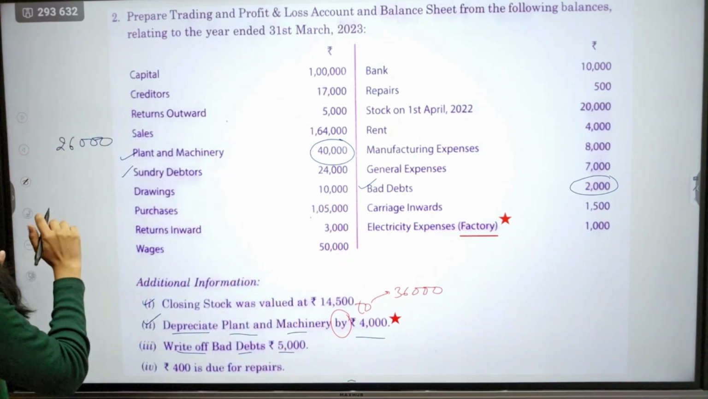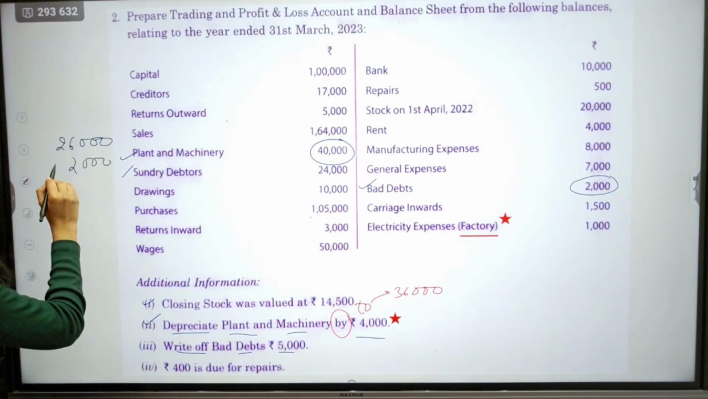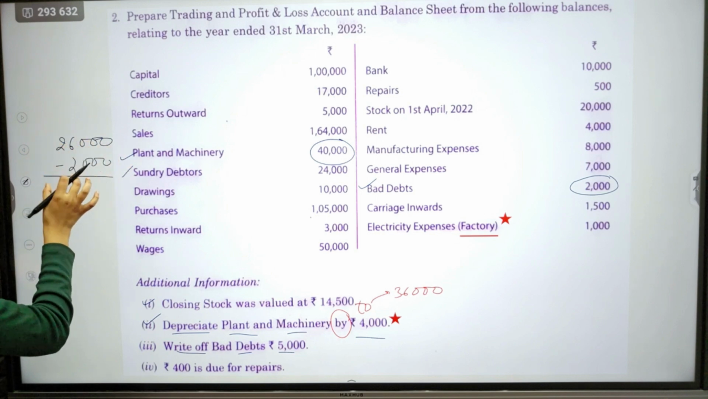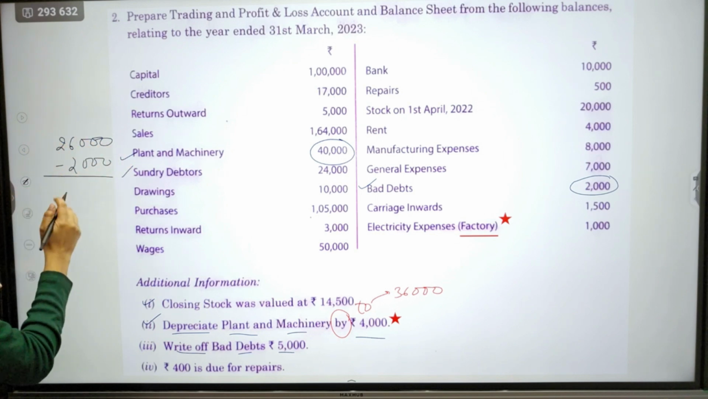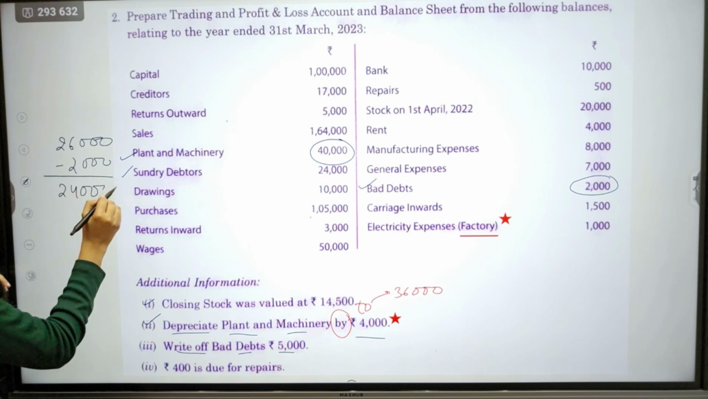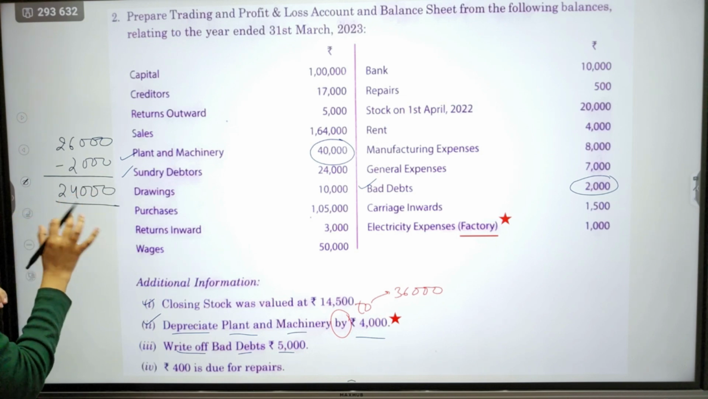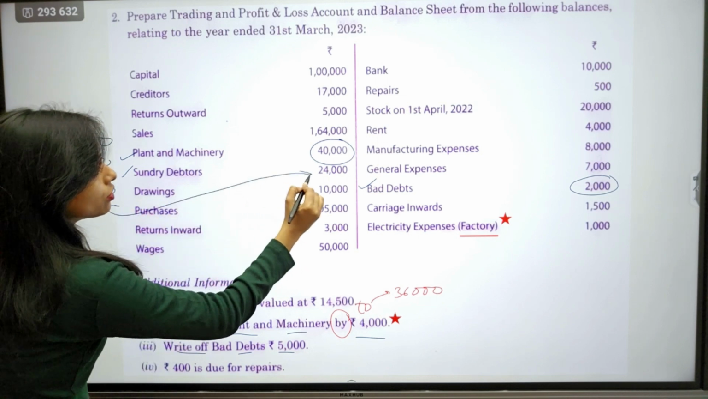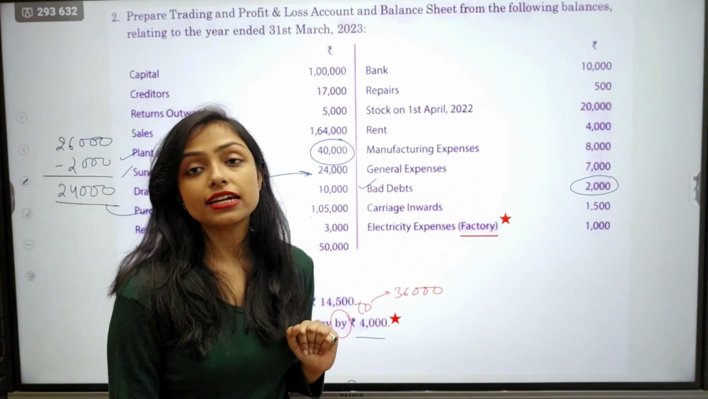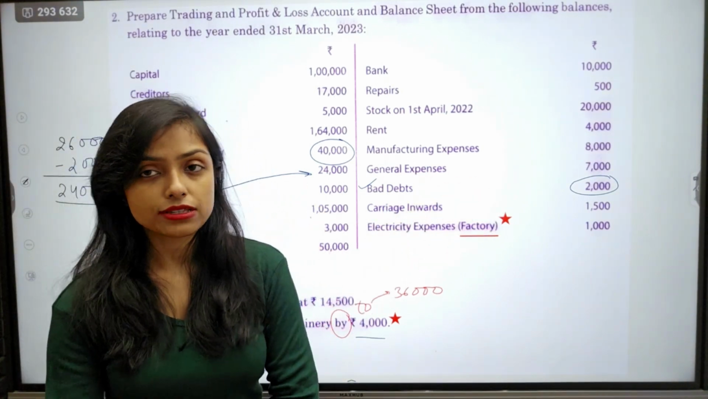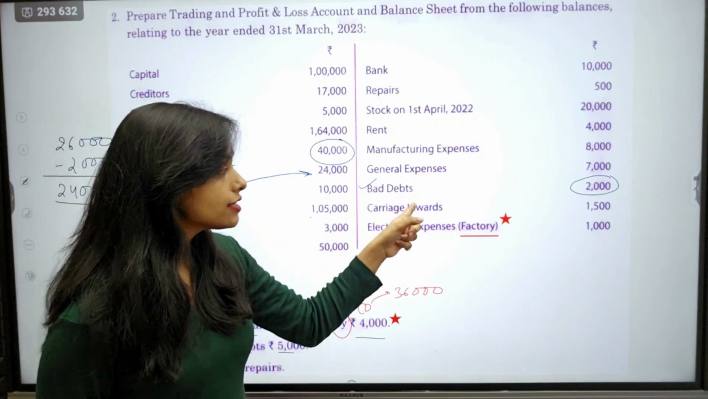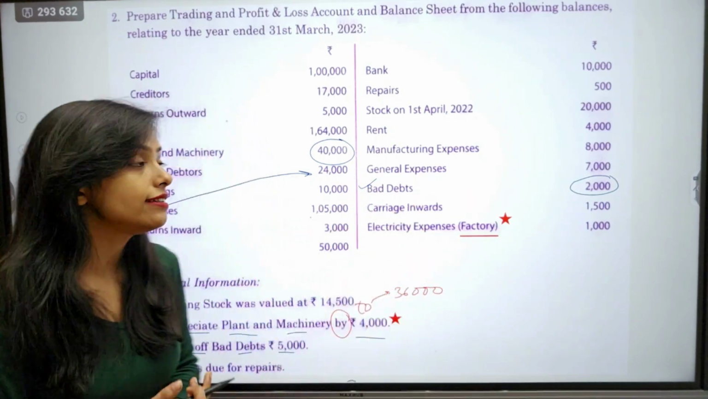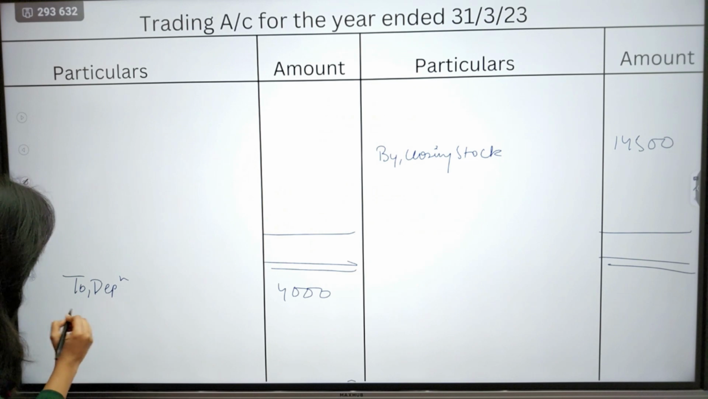So what would have I done? I would have reduced my 26,000 rupees, may say 2000 rupees I would have reduced, and finally 24,000 rupees is coming in my trial balance now. So I can say this 2000 is already adjusted in 24,000 rupees. Fine. So this 2000, though I am just going to write in the PL account. Let me show you how.